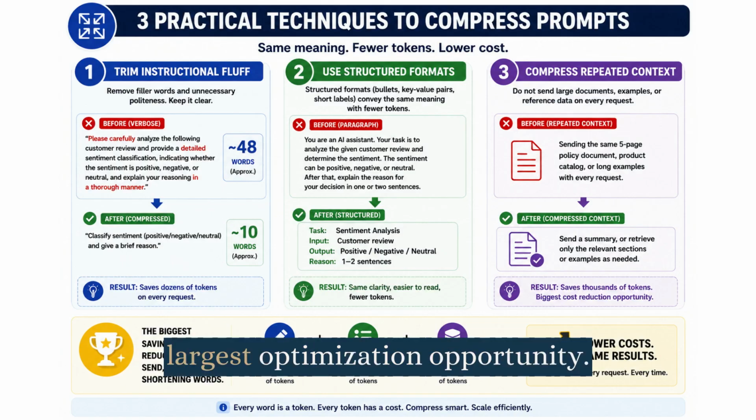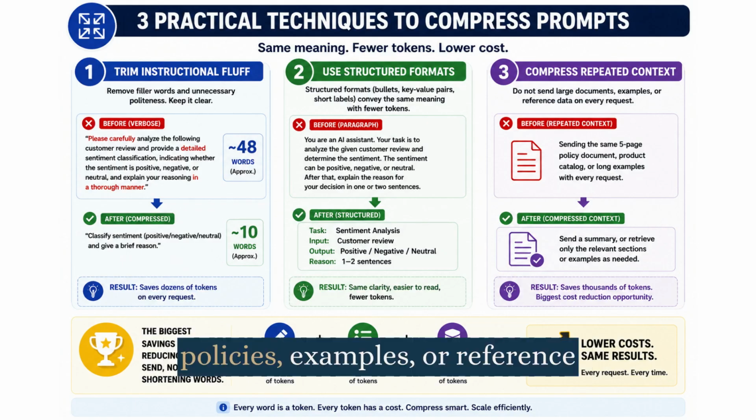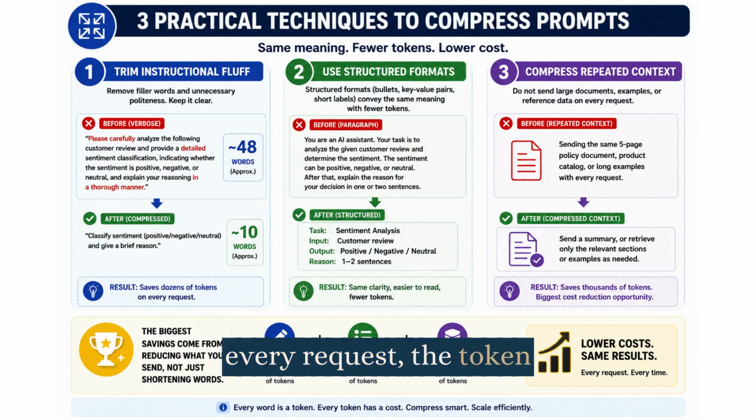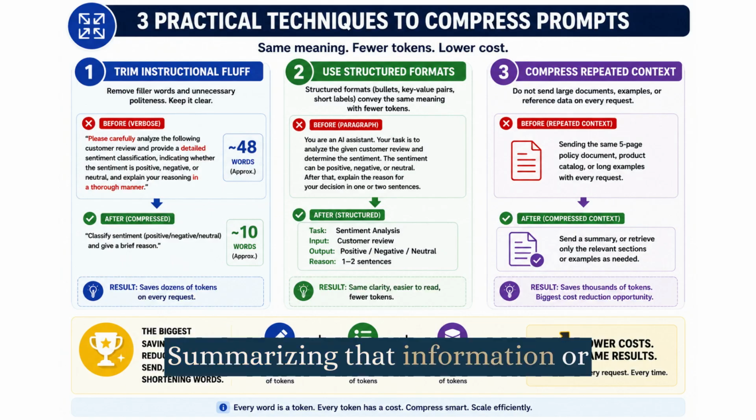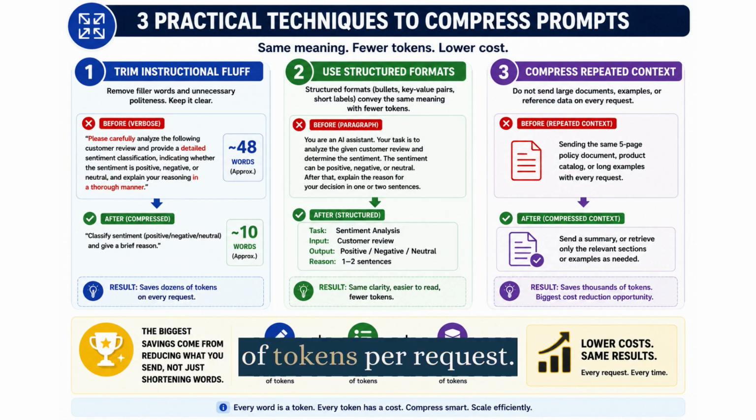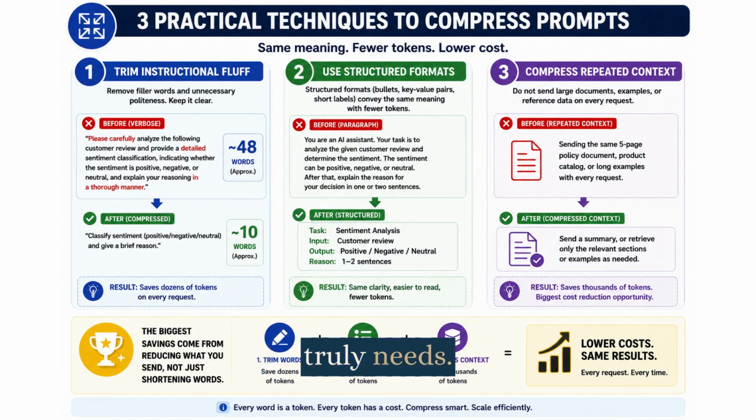This is often the largest optimization opportunity. If the same documents, policies, examples, or reference data are sent with every request, the token cost quickly becomes expensive at scale. Summarizing that information or retrieving only the relevant parts can save thousands of tokens per request. The key takeaway is that prompt compression is not just about shortening instructions. The biggest savings usually come from reducing repeated context while keeping only the information the model truly needs.